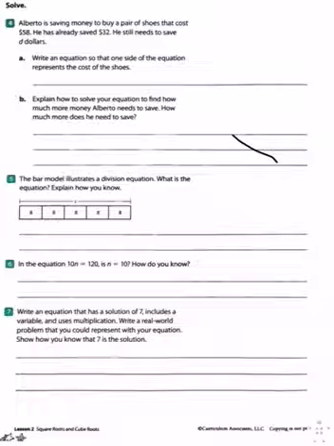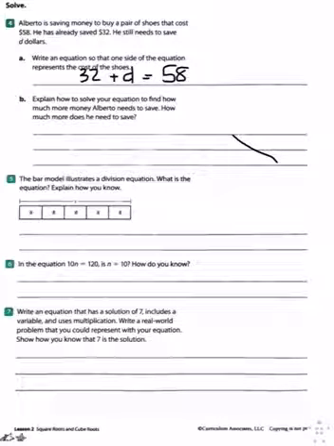Number 4. Alberto is saving money to buy a pair of shoes that cost $58. He has already saved $32. He still needs to save D dollars. Write an equation so that one side of the equation represents the cost of the shoes. So we would say he has $32 plus D, the amount he needs to save, equals 58, the cost of the shoe.